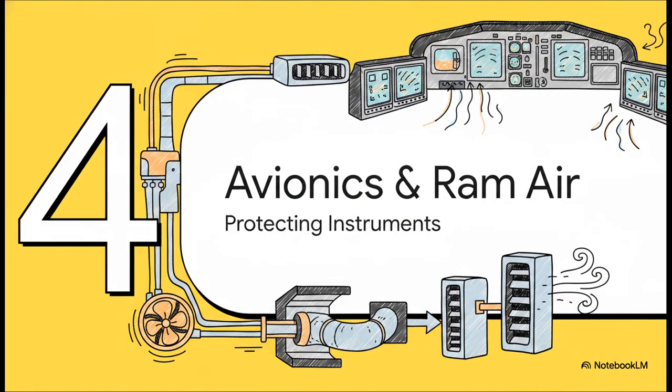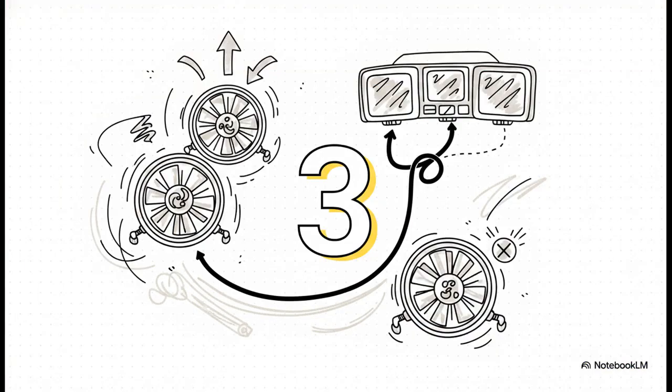Section 4. Avionics cooling and ram air. Passenger comfort is great, but protecting our flight instruments is absolutely critical. For avionics cooling, you have exactly 3 extraction fans. But here is the golden rule for dispatch. 3 fans, 2 to dispatch. You only need 2 of them up and running to legally take off.